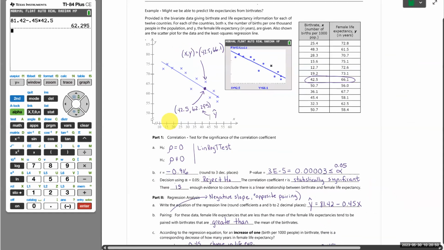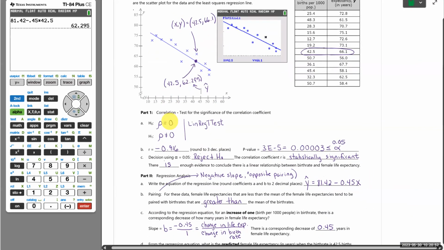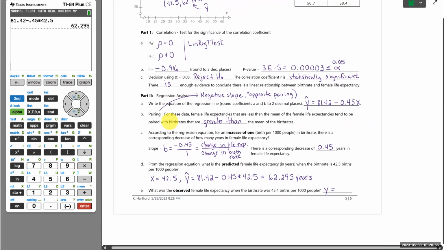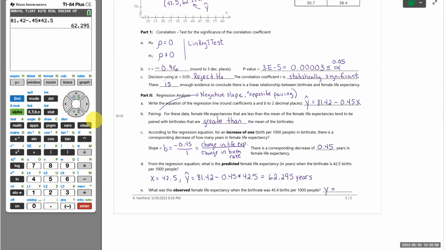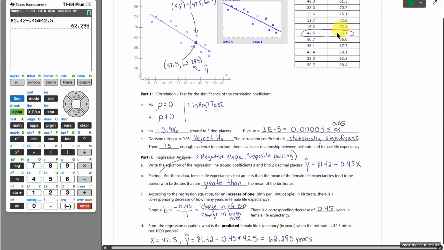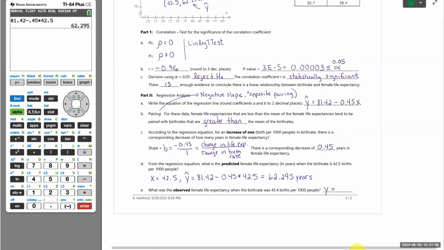That is a complete problem on correlation, testing for significance of correlation, and then moving on to regression. And I'm just going to write that final answer down here from the table again. So that was 66.1. That's what we observed in our data.